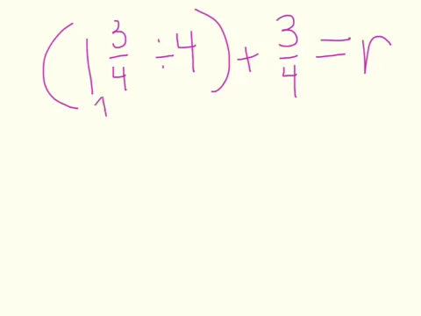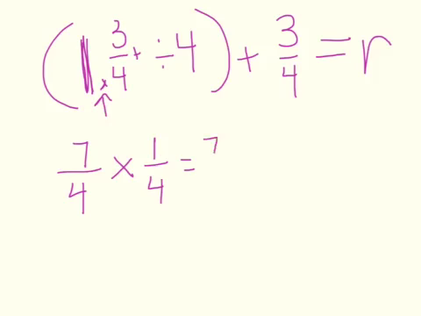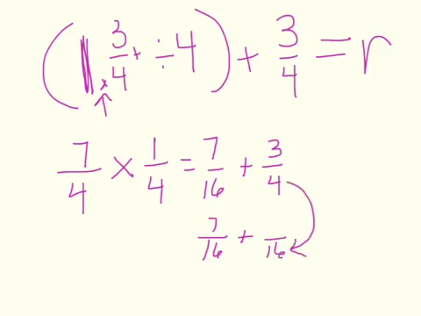I need to change my mixed number into an improper fraction. So again, 1 right here times 4 plus 3 is 7, and my denominator stays the same. When I'm dividing, I change it over to multiplication and use the reciprocal of 4, which would be 1/4. Now I multiply 7 times 1 and 4 times 4, and I get 7/16. To this, I want to add 3/4. I cannot add two fractions with different denominators, so I need a common denominator. 16 is a multiple of 4, so therefore I can use 16 as my common denominator. Now, what times 4 is equal to 16?